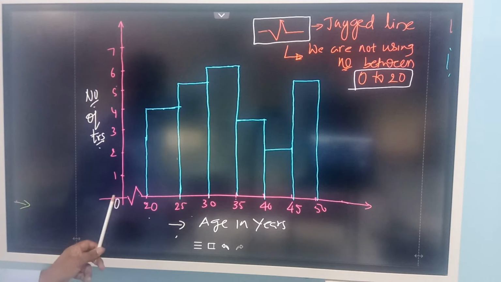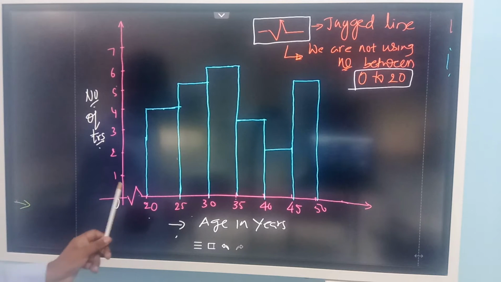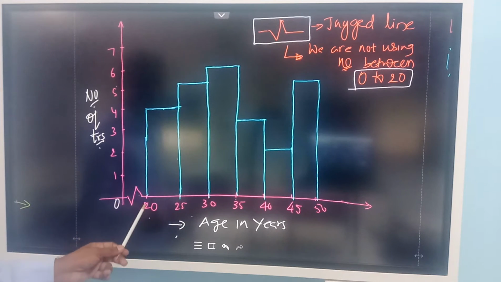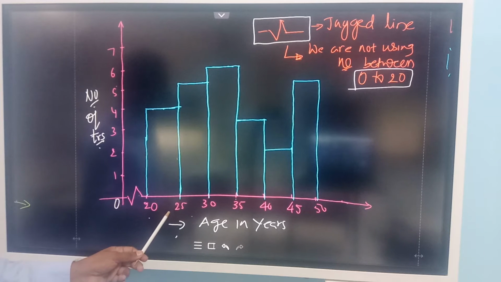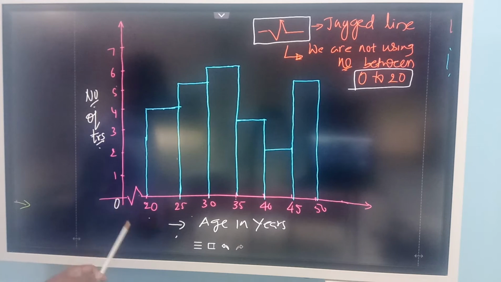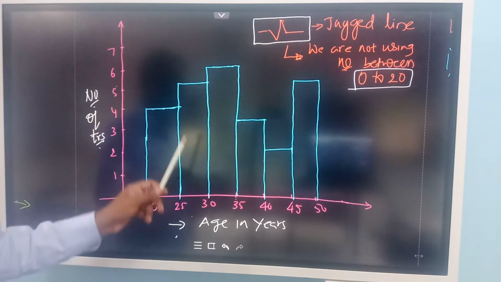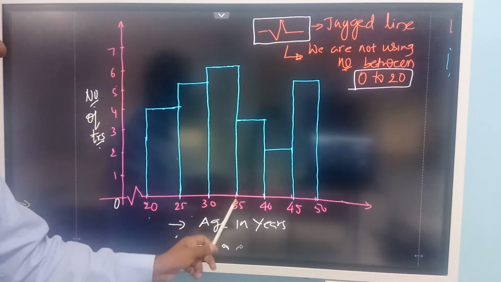Why are we using that one? Because between 0 to 20 we have not considered the numbers, so it is not required here. All the ages start from 20 to 25. Between 0 to 20 we don't have any teachers. Therefore this broken line shows that we are not considering that particular age group, because we don't find any teachers of that age group. So it starts from 20 only: 20 to 25, 25 to 30, 30 to 35.